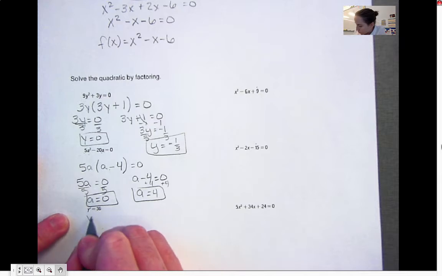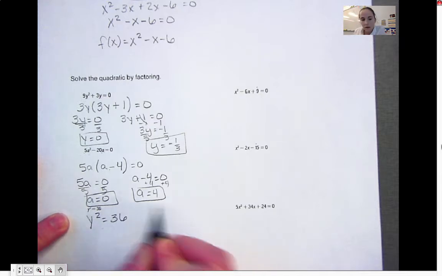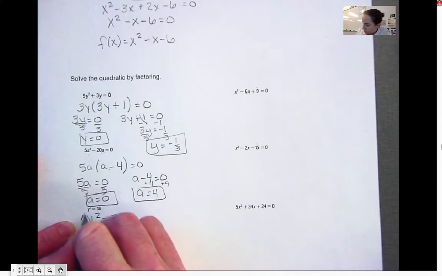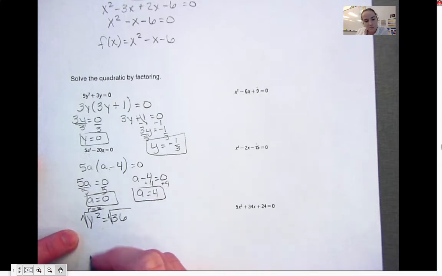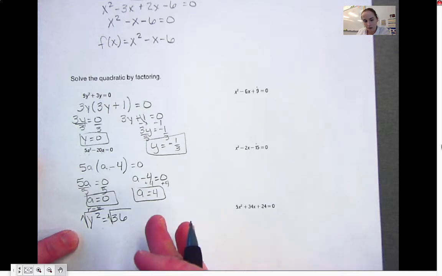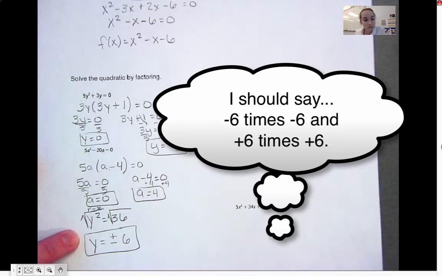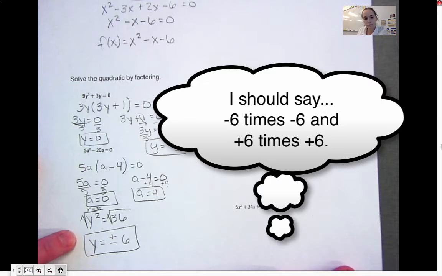This one, it's hard to see. It says y squared equals 36. If I'm just solving for y, I need to undo the square. So to undo a square, you take its square root. Now, since I'm solving, I'm not just simplifying. When you solve, you say, well, what values could y be to give us 36? Well, y could be a positive 6 or a negative 6, so you put plus or minus. Negative 6 times 6 is 36, and positive 6 times 6 is also 36. Okay?